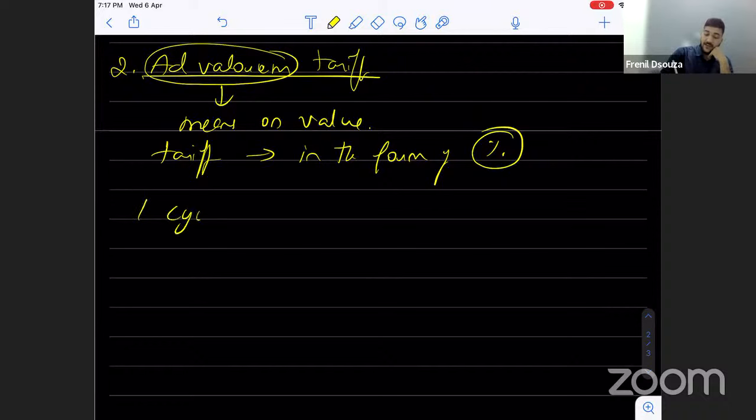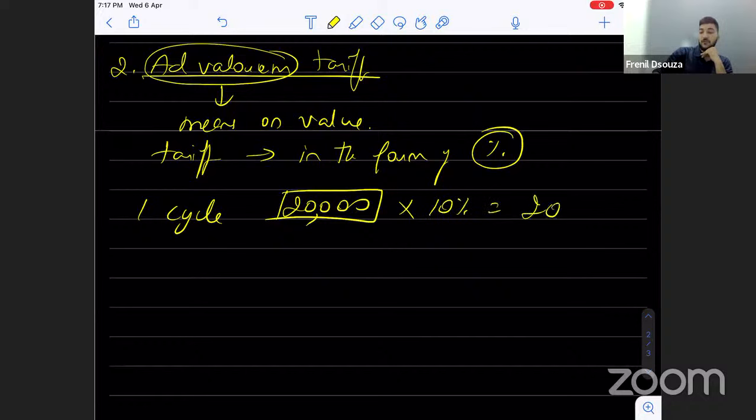If I import one cycle, I am going to arrive at the value of that cycle. Now, how to arrive at the custom valuation will be covered in your CA finals in the subject indirect taxes, where you will learn about custom valuation rules. Here, just understand that we are going to ascertain the value. Let us say 20,000 rupees is the value of that cycle, multiplied by, let us say, the tax rate of 10%. In that case, we are going to pay 2,000. If the value of the same cycle is 40,000, then you are going to pay 10% of that, which is 4,000.